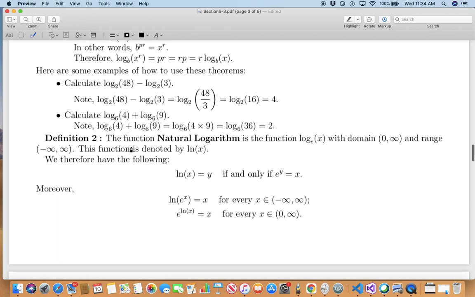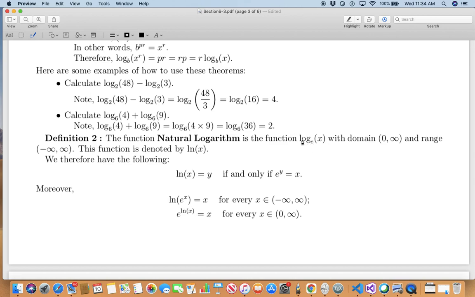Natural log. Finally, we come to the definition of natural log. The natural logarithm function is the function log base e. Remember that Euler number e. Log base e of x, that's called the natural logarithm. It has domain 0 to infinity and range negative infinity to infinity.